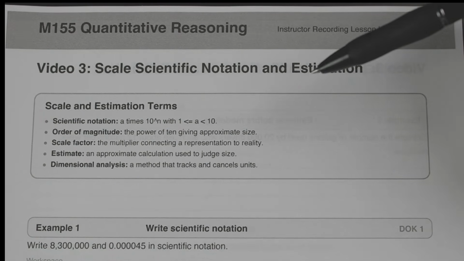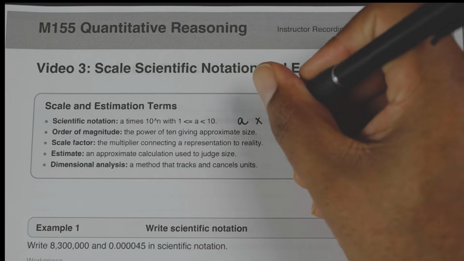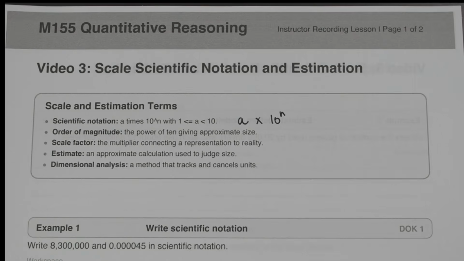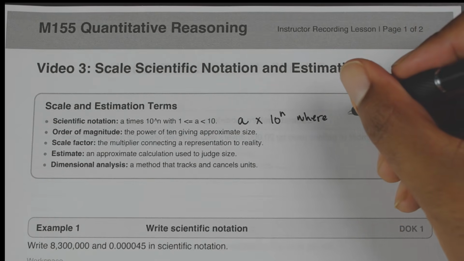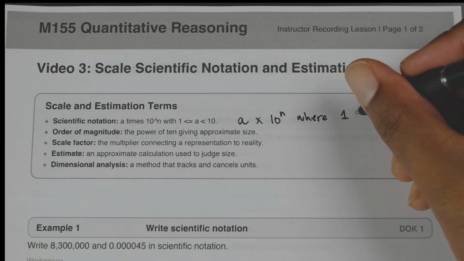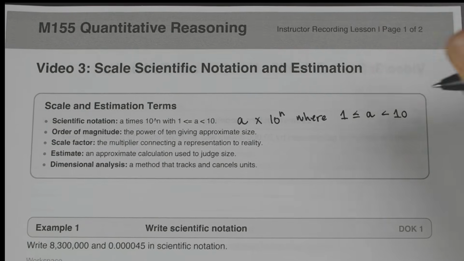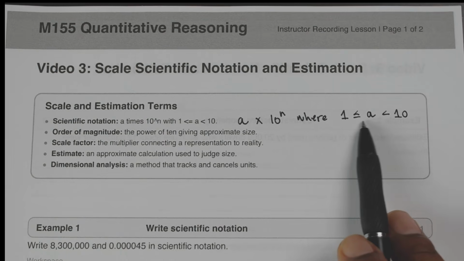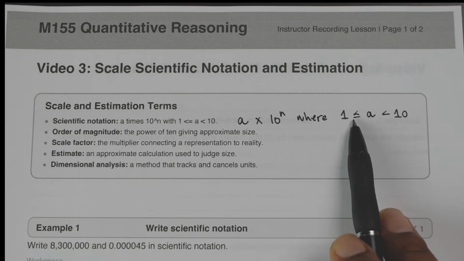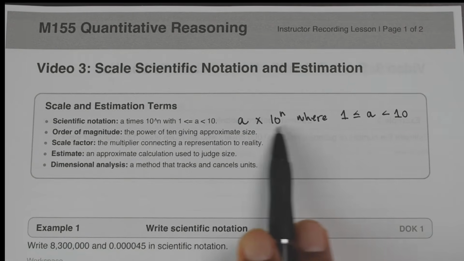So scientific notation has the form of a times 10 to the nth power, okay? Where 1 is less than or equal to a is less than 10. So when you're in scientific notation, a must be written as either equal to 1 or greater than 1, but less than 10. That's essentially what this means, okay?